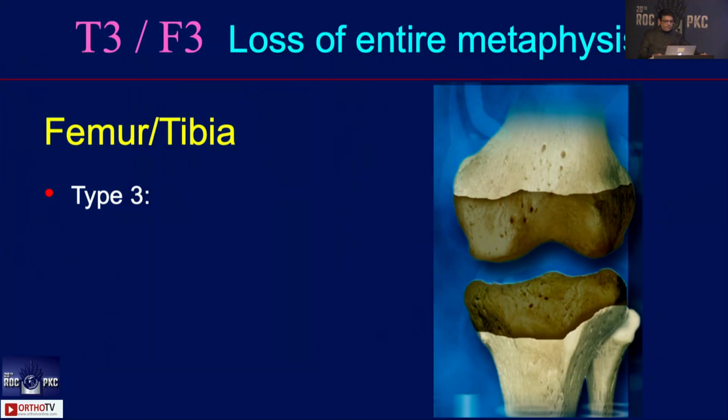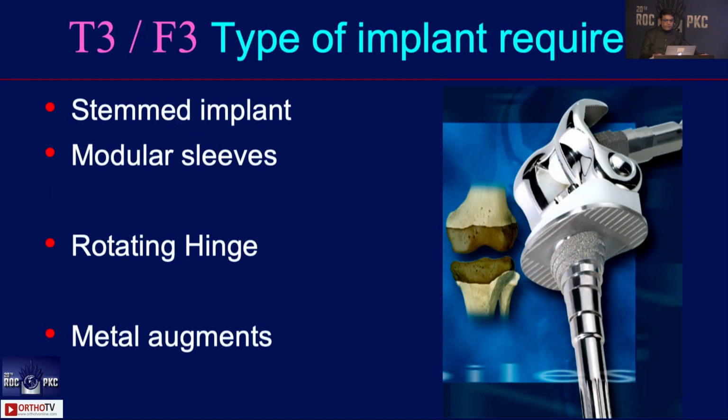And the type 3 defect, where you have severe bone loss and most of your ligaments are not working, you need to use hinges, metal augments, whatever else, and you need stems to further stabilize it, except in some situations where you have sleeves. I'm not too sure about the cones because I don't use many cones, but maybe with cones you will always need a stem.